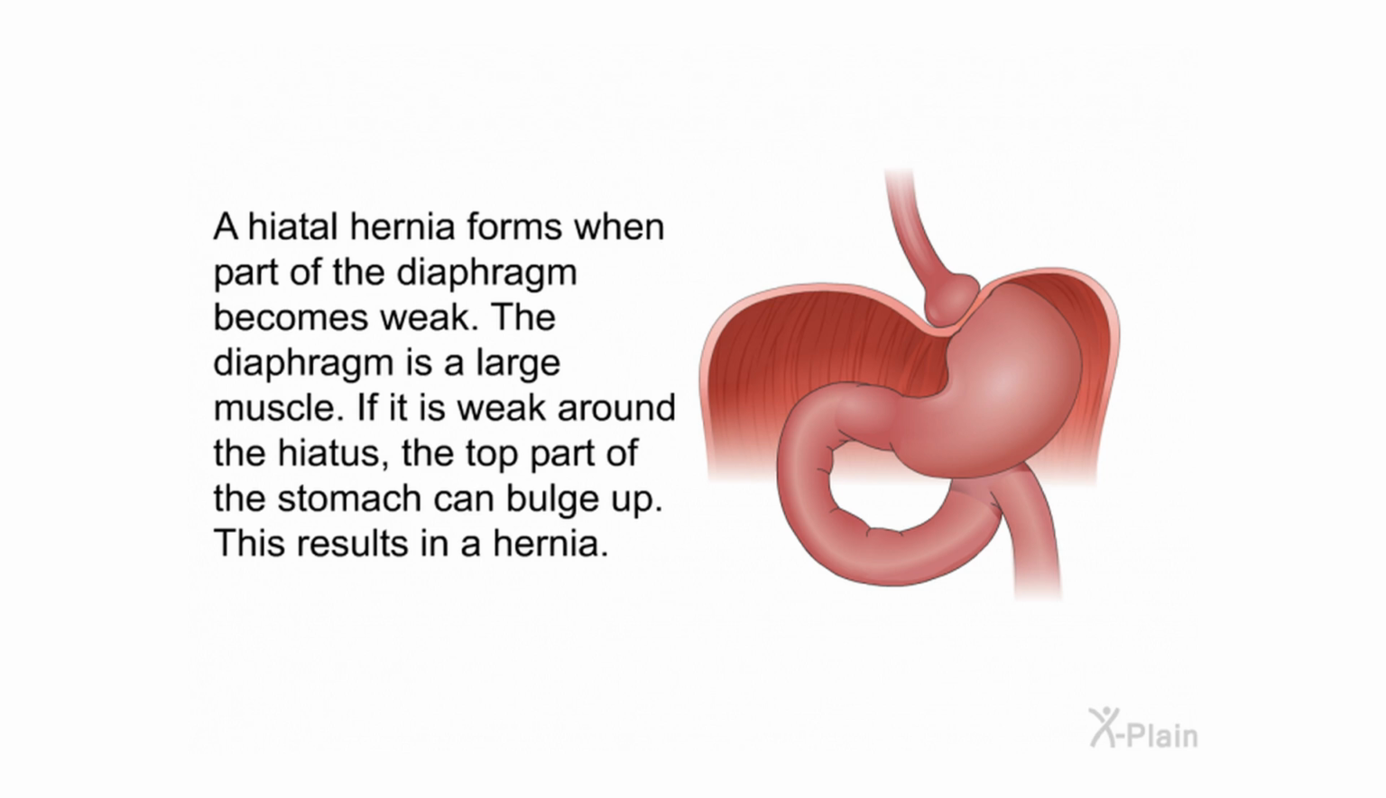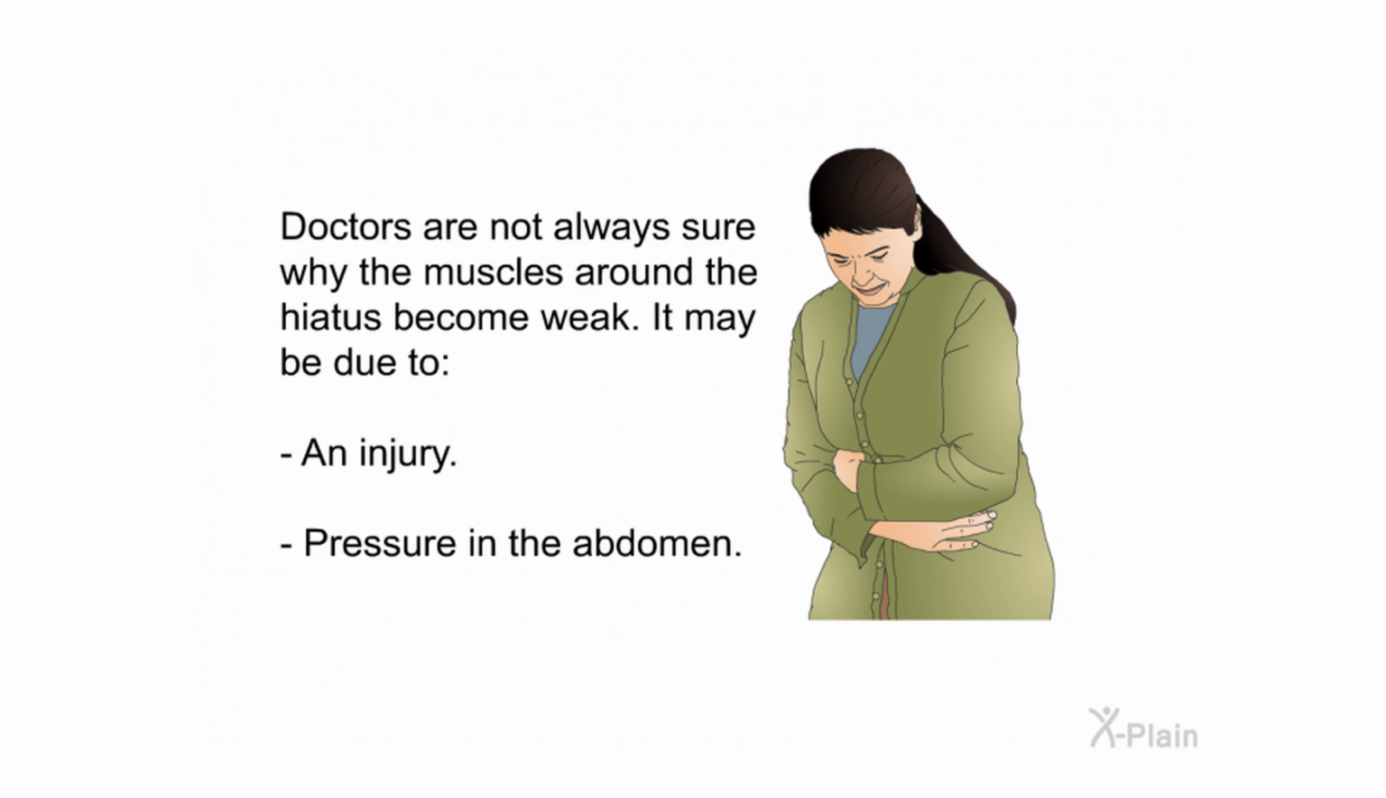Causes. A hiatal hernia forms when part of the diaphragm becomes weak. The diaphragm is a large muscle. If it is weak around the hiatus, the top part of the stomach can bulge up. This results in a hernia. Doctors are not always sure why the muscles around the hiatus become weak. It may be due to an injury, pressure in the abdomen.